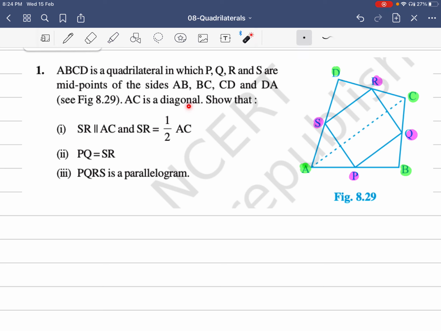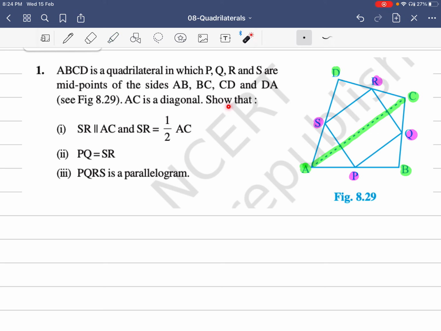Now, AC is a diagonal. As you can see, this AC is a diagonal. We all know what a diagonal is. A diagonal is a line which connects the opposite vertices of a quadrilateral. So AC is one diagonal in the quadrilateral.